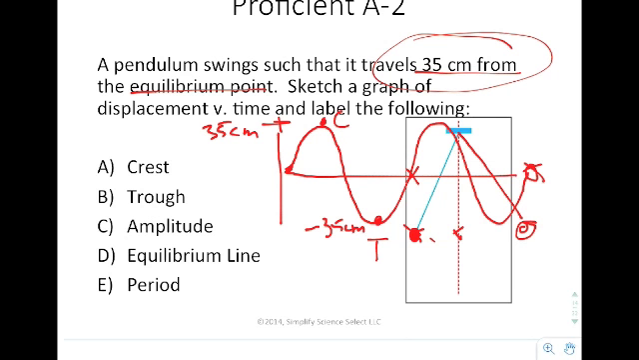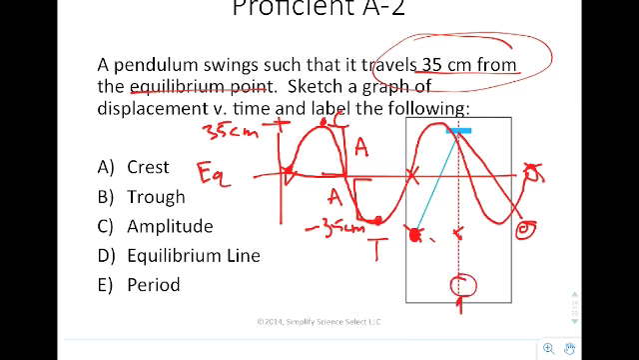The amplitude would be the distance from the equilibrium line to the crest, or the distance from the equilibrium line to the trough. Notice how they're the same value. 35 to 0, 0 to negative 35. They're the exact same magnitude as far as number is concerned. Okay, the equilibrium line is this line right in the middle, and that represents our 0, and it's also this dashed line in our original picture.